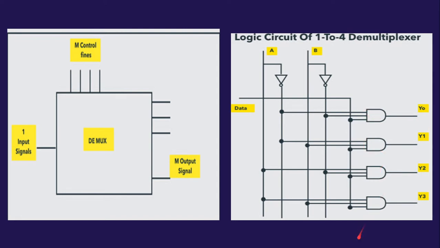1, 2, 3 and 4 AND gates are there. So each AND gate produces one output based upon the input as well as the control signal that comes from A and B. So this is how the demultiplexer logic works.